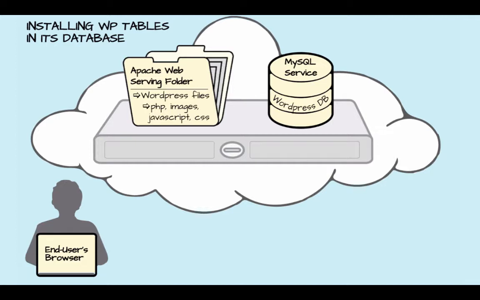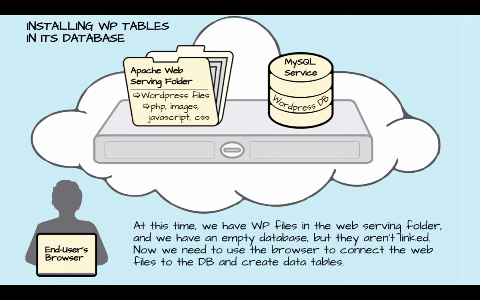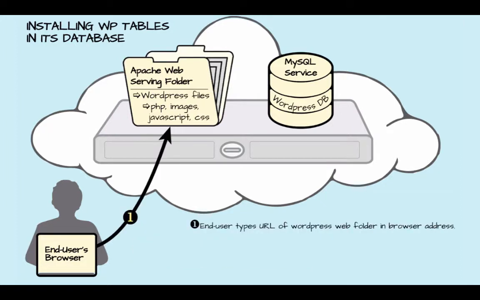So again, here we have the end user's browser, and at this time we have WordPress files in the web serving folder, and we have an empty database, but they aren't linked. So now we need to use the browser to connect the web files to the database and create the data tables. So the end user is going to type the URL of the WordPress web folder in the browser address bar. So it would be like HTTP. If it was localhost, it might be localhost/WordPress or whatever you name that folder. And by the way, you can name the WordPress folder something different.